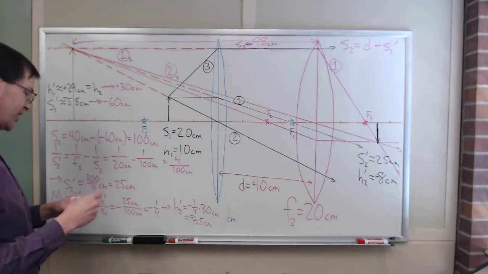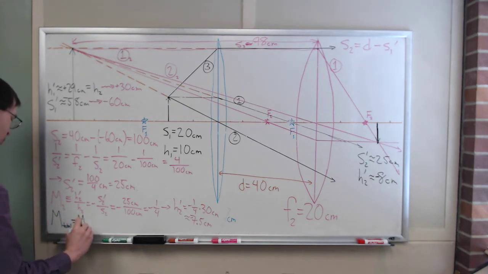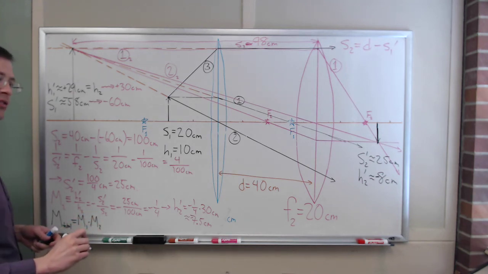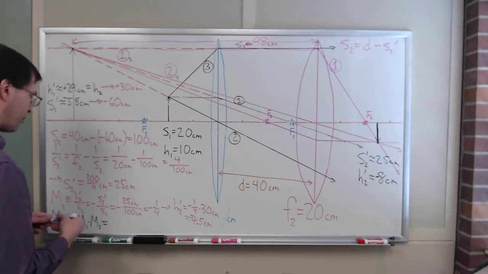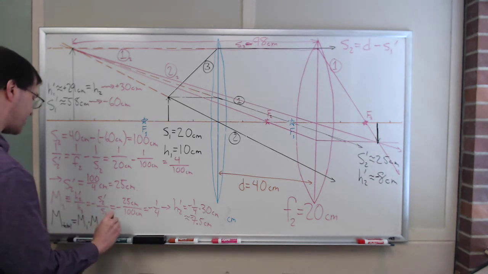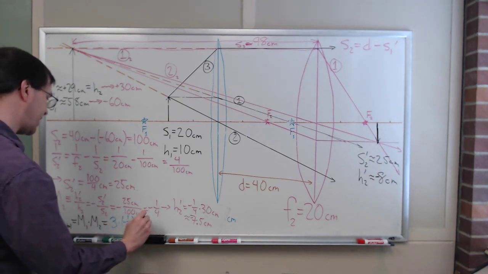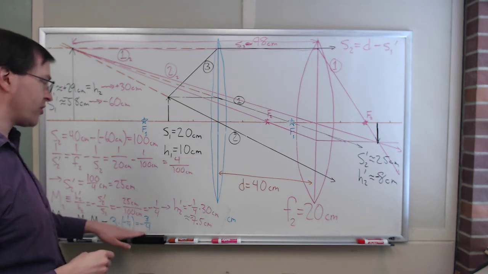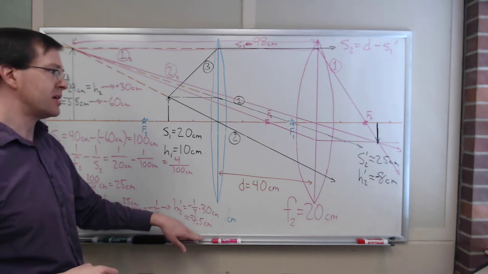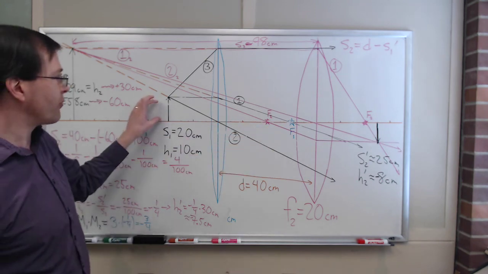We could have found that all together by doing a total magnification. M total is just M1 times M2, the product of the two magnifications. For our numbers, M1 was positive 3, M2 was negative 1/4, and so we get a negative 3/4. And sure enough, 10 centimeters times negative 3/4 is negative 7.5 centimeters. So that overall magnification, just taking the product of the two magnifications, gives us, going from here to here, our final result.